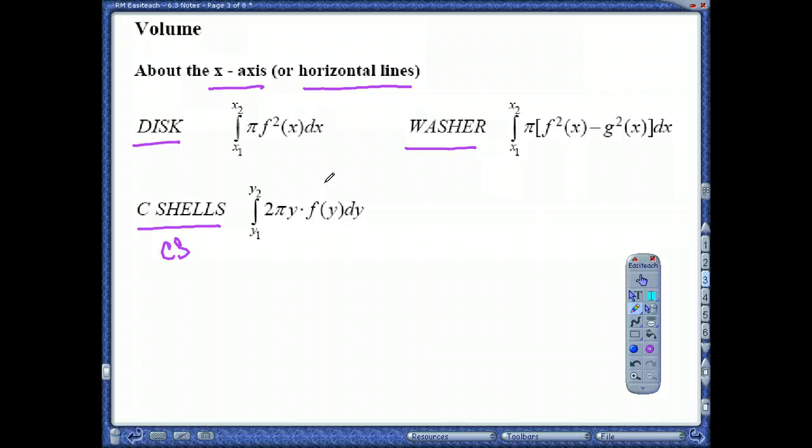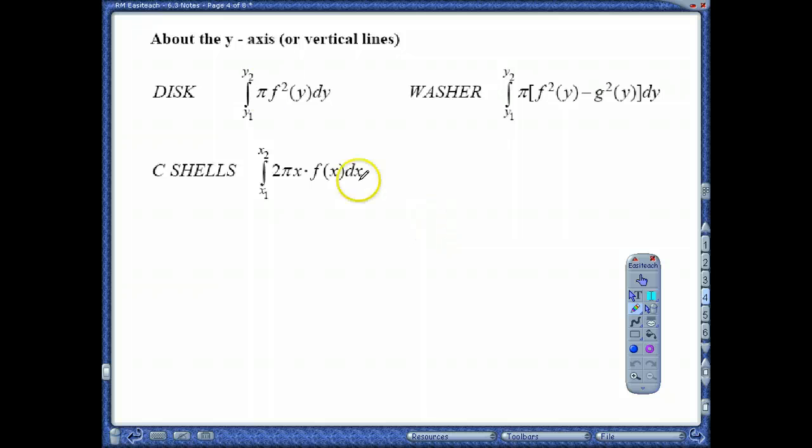And just like with everything else, just like with your area, sometimes you're going to think, there's no way I would want to do cylindrical shells, and that's fine. Disc and washer may be easier. But there are occasions where you're going to look at it, you can't solve it for x, so your only choice is cylindrical shells. Okay, so if we're doing this about the y-axis or vertical lines, disc and washer, you have your y's involved. Cylindrical shell, it's all about the x.